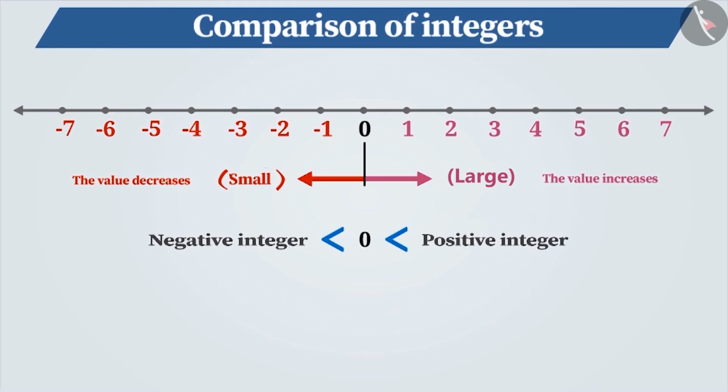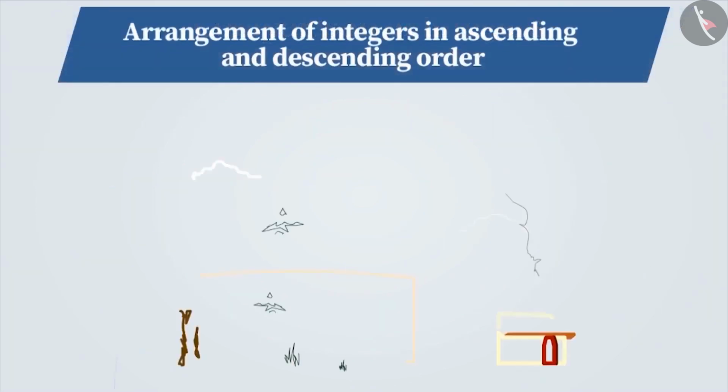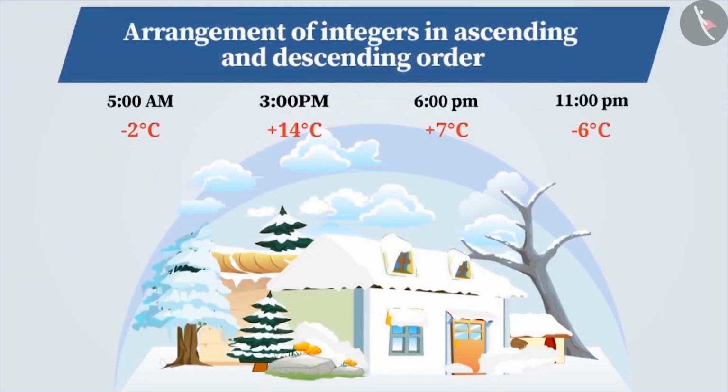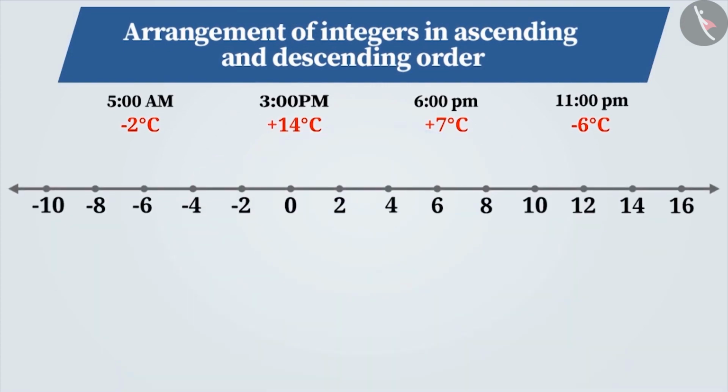By comparing the integers, we can arrange them in order. For example, listed below are the temperatures of a hill station recorded at different times of the day. Let us express these on the number line. As you can see, -6 is on the extreme left, so it is the smallest number among the given numbers. Then let's move to the right. Now comes -2, which is to the right of -6, therefore it is larger. But it is to the left of +7 and +14, and hence it is smaller to them. So, we will write it after -6.